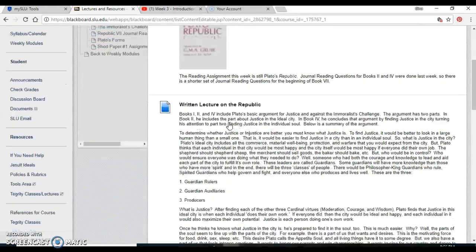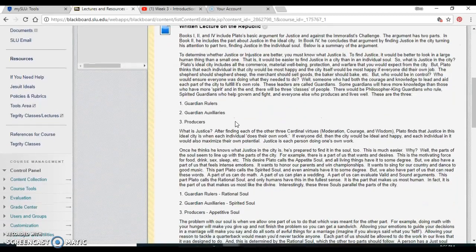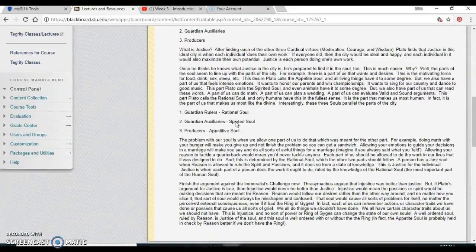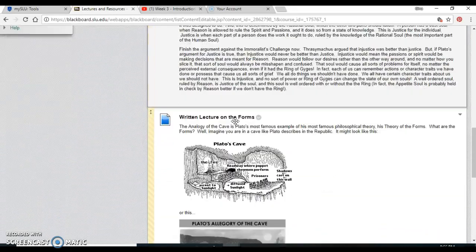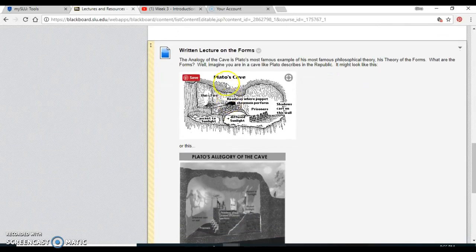are going to be my two written lectures. The first is on the Republic, and it summarizes the argument from books 1, 2, and 4 as a whole. And then the second is my written lecture on the theory of the forms, which derives from the reading called The Analogy of the Cave.